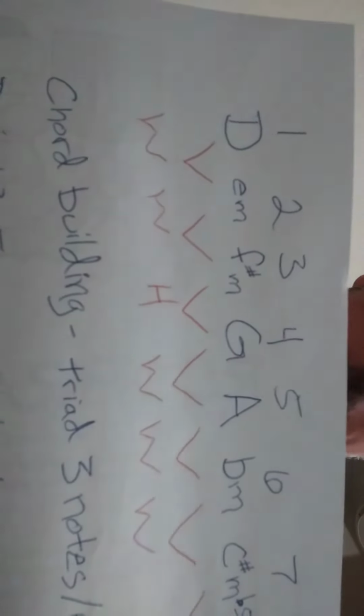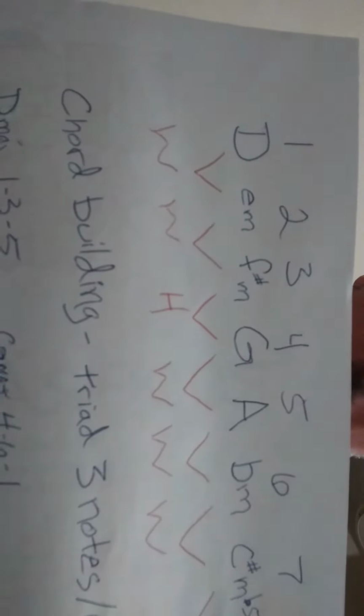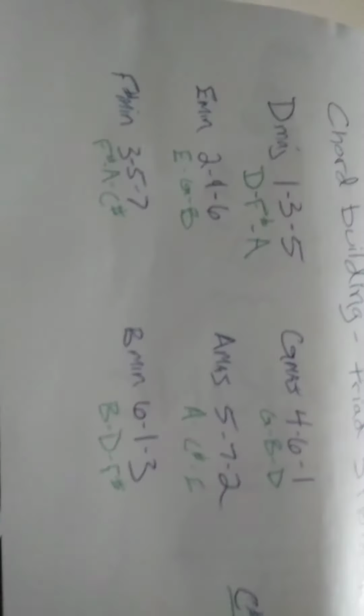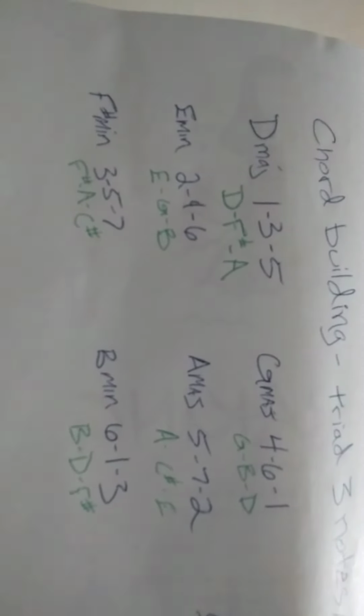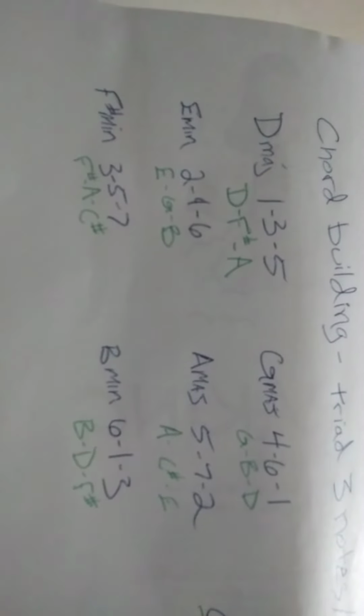To build an E minor chord, I'll start with the 2, go to the 4, which gives me my G, then go to the 6th, which gives me my B. And the same will continue with F sharp minor. So I have my F sharp, A, then C sharp, and it continues its same pattern all the way through each tone of the scale.